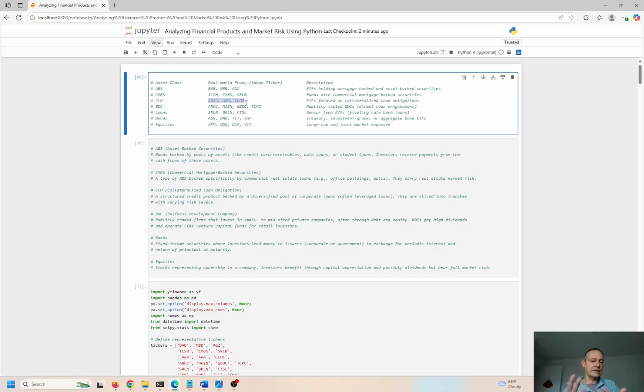A bond is a fixed income security where investors lend money to issuers. It can be corporate, it can be government, it can be muni, which is short for municipality, right? In exchange for periodic interest payments. And at maturity, your principal is returned.